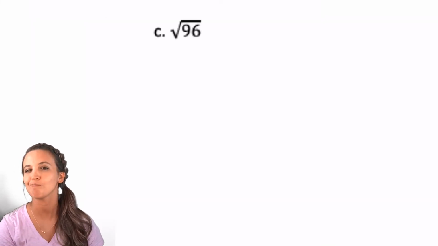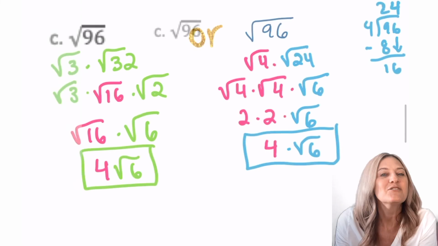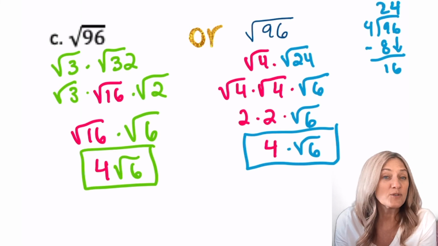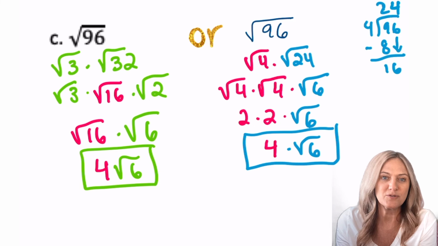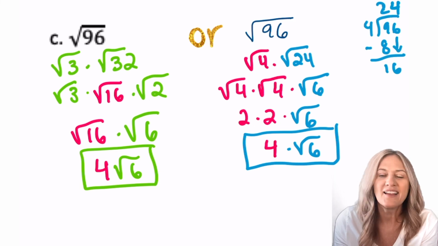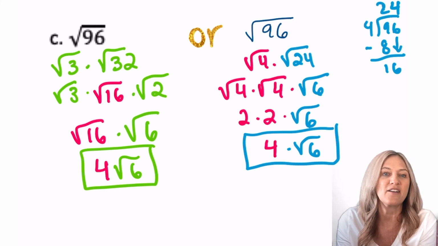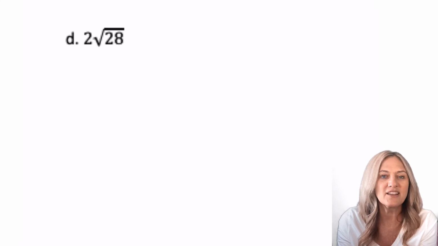Square root of 96. I think you got this. Give it a try. 4 square root of 6. We showed 2 different methods that you might have used, but did you use another method? That's fine, just so long as we have 4 square root 6. Look at the next example.